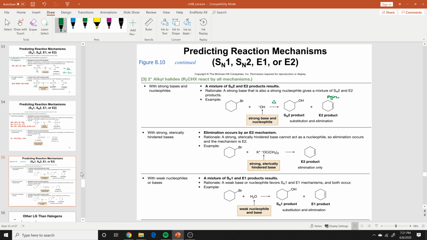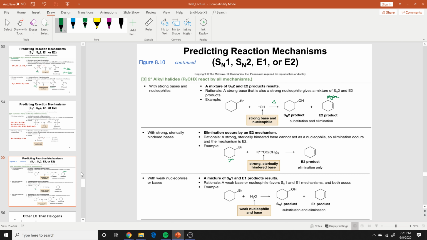If there's no heat, then SN2 is going to be the major. Now with a strong sterically hindered base, like this one over here, this is a strong base, and this is a secondary alkyl halide, there is no way I can get substitution. No SN2, so it's just going to be E2.